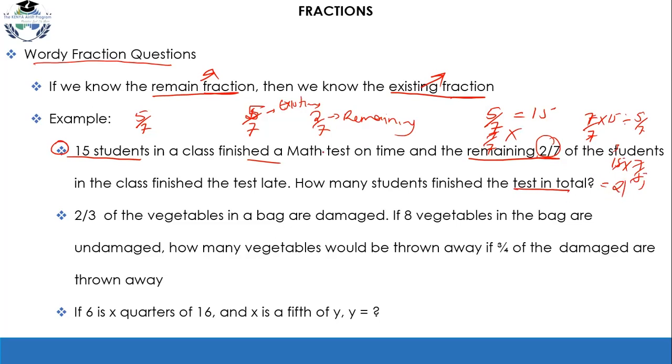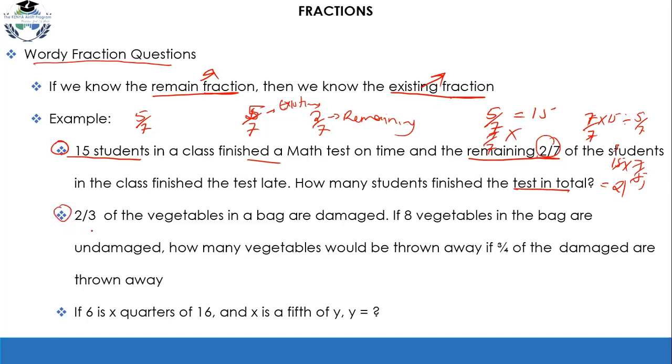All right, so if you're able to figure out the remaining fraction, then it's going to be very easy for you to figure out what is the existing fraction. Let's do another example here. I'm trying to rush a little bit because of time. So if you're not understanding anything, please feel free to ask.